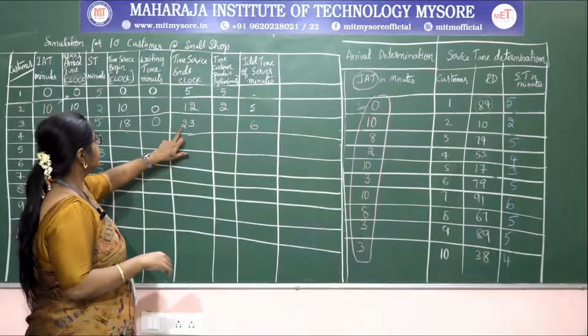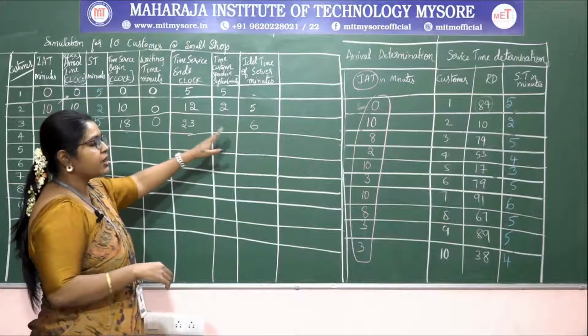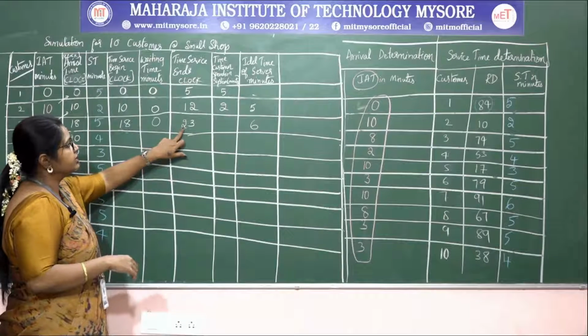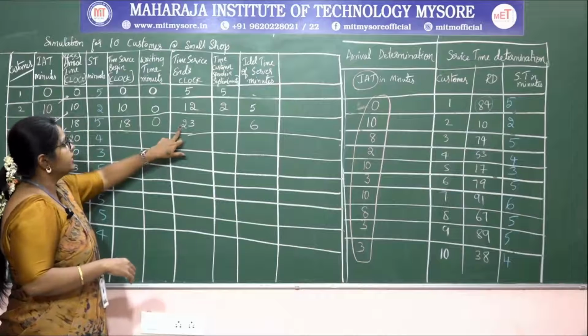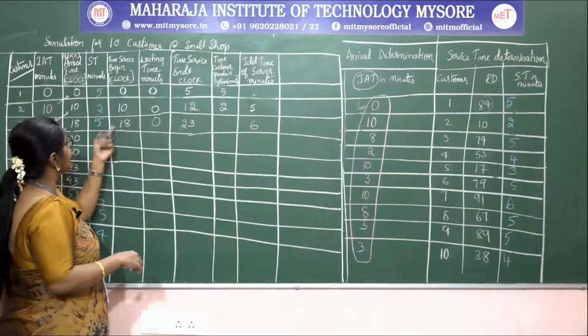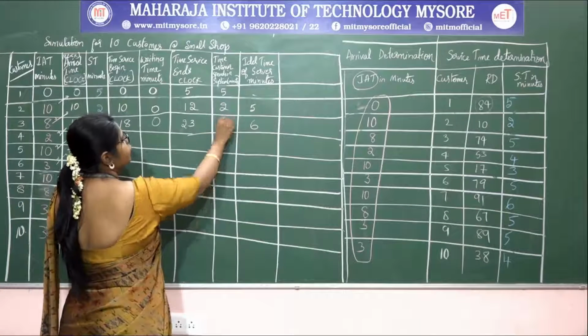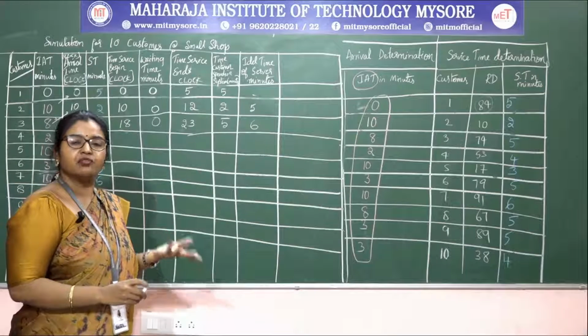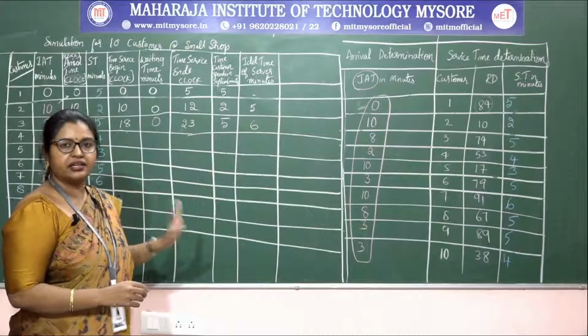Okay, it is 23. So what is the time the customer spent in the system? He arrived at the 18th minute, took the service for 5 minutes, and ended at the 23rd minute. Therefore, he spent only 5 minutes in the system, that's all. Okay, so what is the service time we have? Only that much we are writing, that's it.